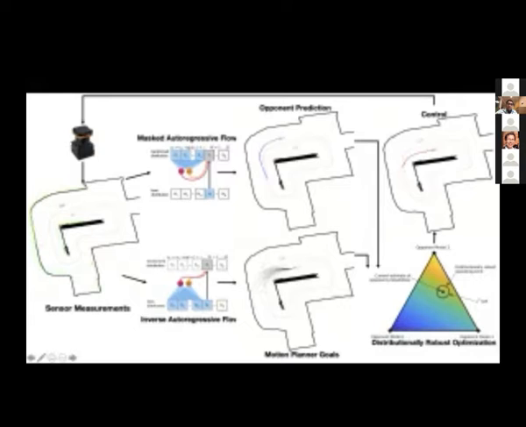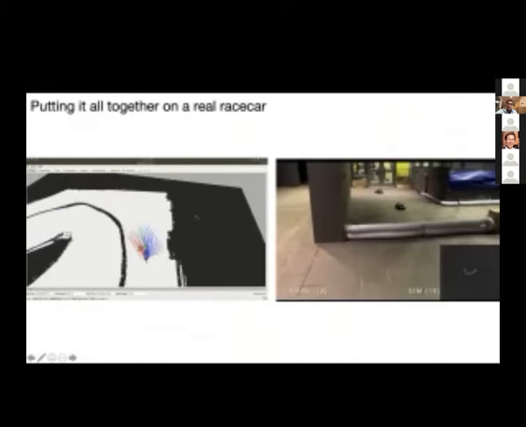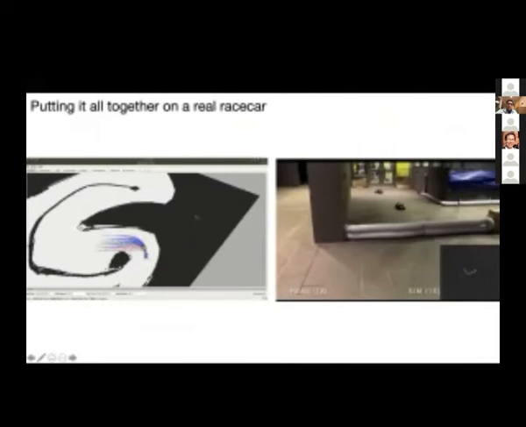And this works also on the real platform. It's not just the mathematical basis, but also the simulation evidence and the actual demonstrations.